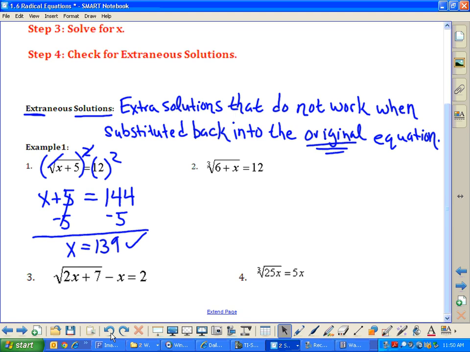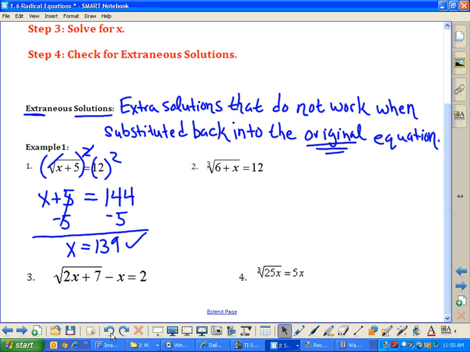Okay, lather, rinse, repeat for number 2, right? So we have 4 steps. We isolate, we eliminate, we solve, we check. So I'm going to isolate this radical right here. I have the cube root of 6 plus x. It's already isolated. There are no coefficients out here in front, and no numbers tacked on to the end. Step 1 is done for this problem.